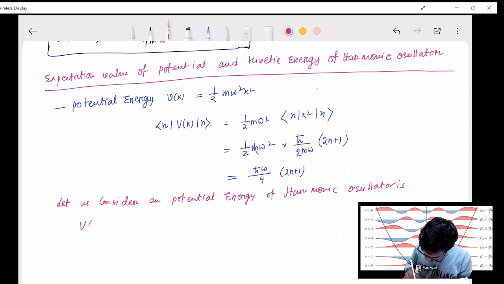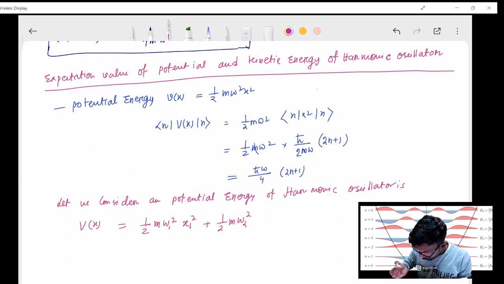H V of x equals half of m omega 1 square plus half of m omega 2 square to the power 4. This is the potential energy.